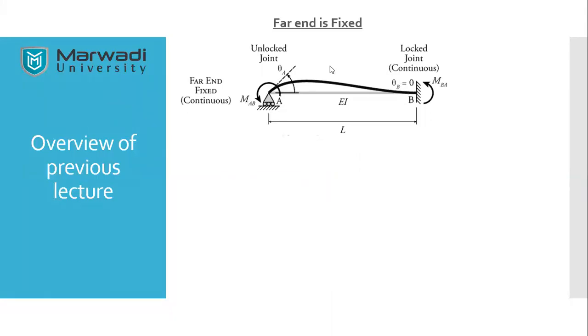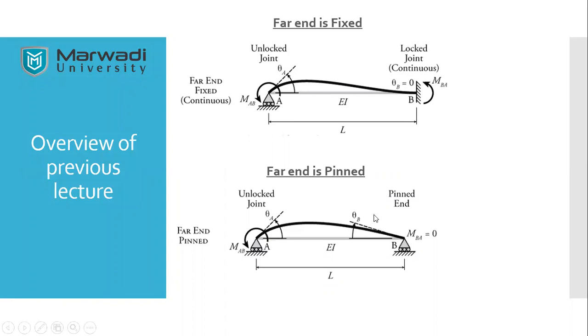Similarly, we have also derived the same thing when my far end was pinned. So what happens when my far end is pinned? If I am applying moment MAB, the moment that is going to generate at this end is going to be 0. Why? Because here my end is pinned or a roller or simply supported, so it will not be able to carry any moment. So in this case my carryover moment will be 0, and the stiffness of such beams will be 3EI by L. These are the few things that you need to keep in mind.